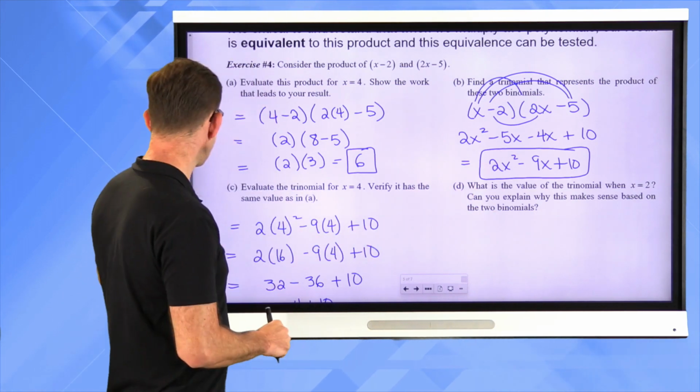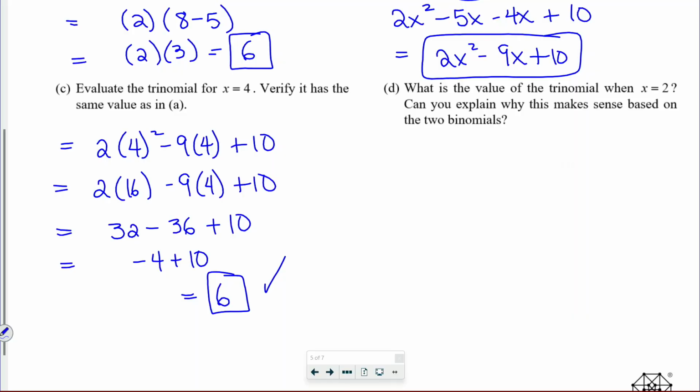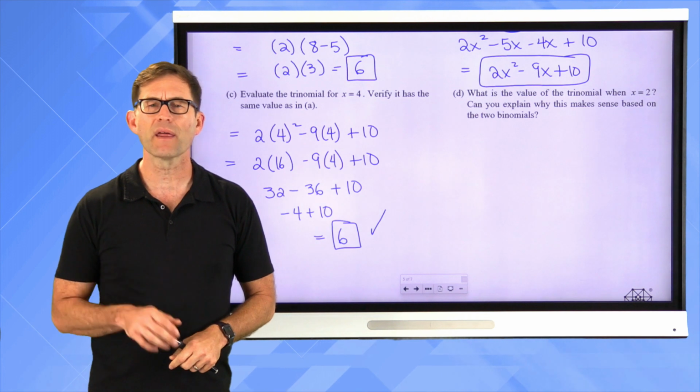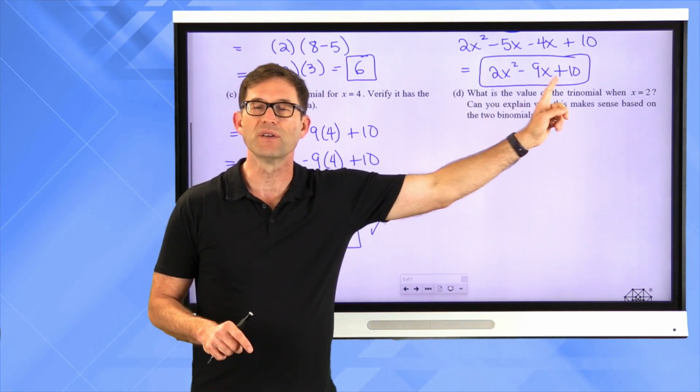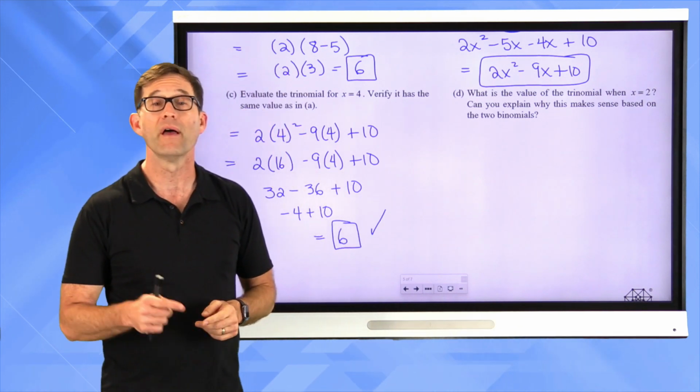Now let's take a look at letter D real quick. What is the value of the trinomial when x is equal to 2? Can you explain why this makes sense based on the two binomials? All right, so what I'd like you to do is take x equals 2 and substitute it into this trinomial and see what you get.